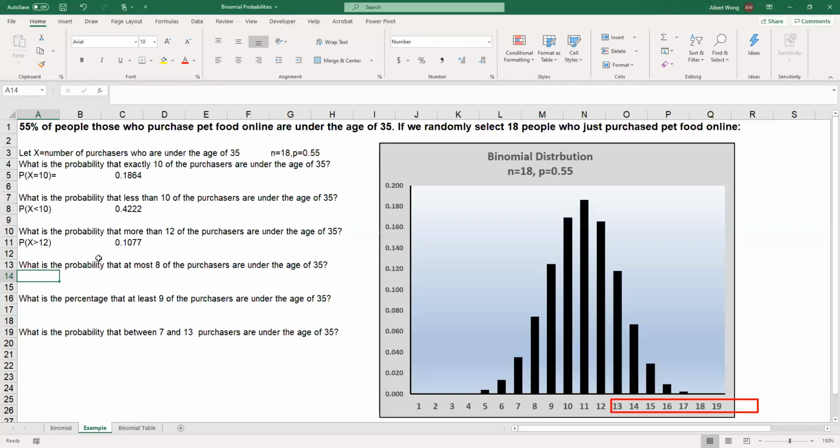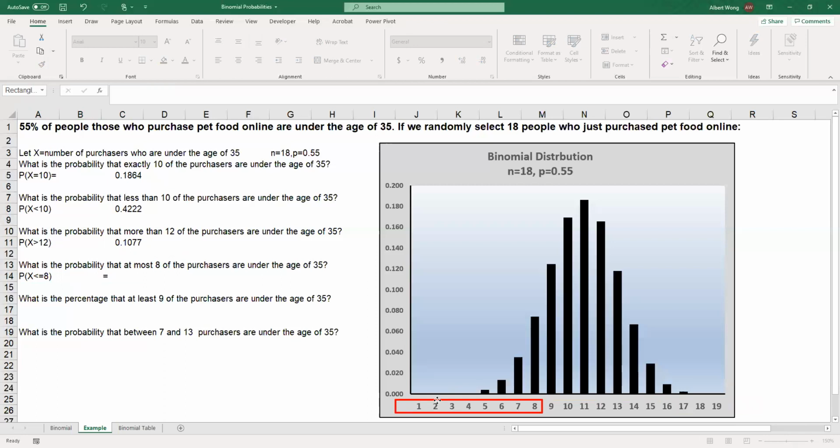So the next one, what's the probability that at most 8 of the purchasers are under the age of 35? So what are we looking at? We're looking at probability of x is less than or equal to 8, right? Because at most means 8 is also included. So from 0 to 8. That's easy enough, right? If you look at the number axis, remember, 0 is not showing up in the graph, but it should be part of it. So how do we do that? It becomes easier now. Binom.dist, 8, 18, 0.55, and 2.